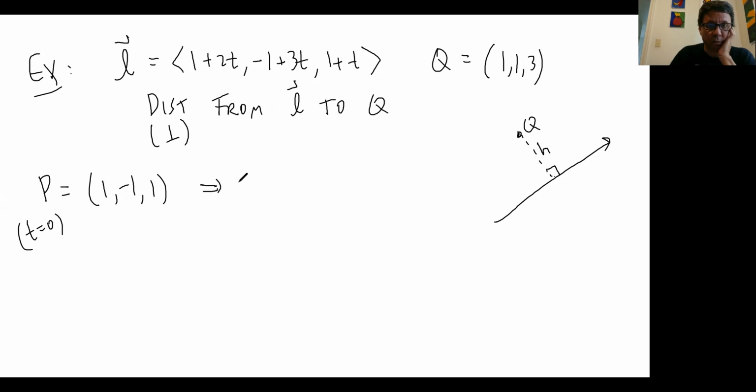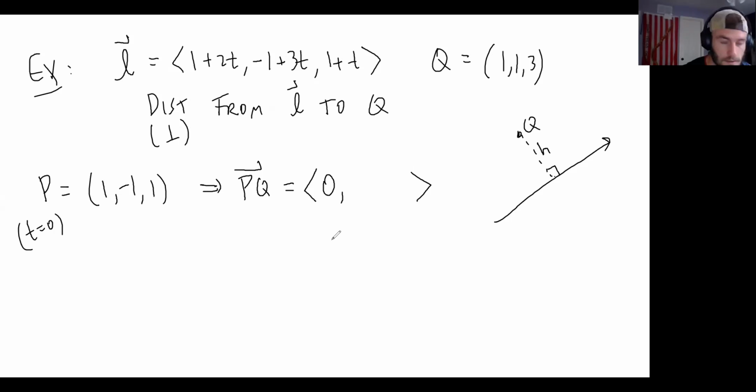So I could figure out the vector from P to Q by just saying how much do I need to add to each component to get from P to Q. Here P is 1, this Q is 1, so I don't need to add anything in the x component to get to that point. What do I need to do for y? Well, this one is starting at -1, but I need to get over to 2. So I need to add 2 to the y component.